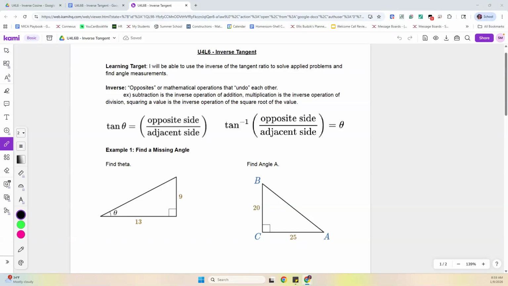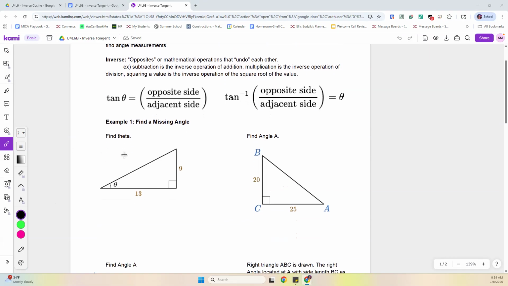All right, for today's lesson, we're going to keep going with our inverse trig, and today we're going to be focusing on tangent for inverse trig. And it's basically the same thing as we were doing with sine and cosine. We're just using tangent now. So for the first one, again, we are finding angles here instead of side lengths.